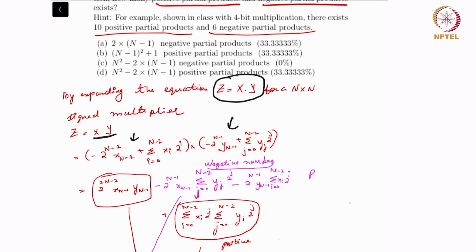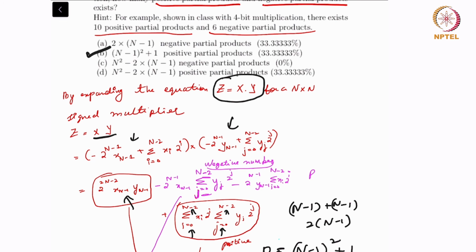So when you look at these numbers 0 to n minus 2, so basically you have n minus 1 plus n minus 1 number of positive partial products, which is 2 into n minus 1. And when you look at this, it is again 0 to n minus 2 and 0 to n minus 2. Here it is, so n minus 1 the whole square, and again plus one more partial product, which is plus 1. So this is the total number of positive partial products. So hence answer option B is right, and the total number of negative partial products is 2 into n minus 1. So option A is also right.